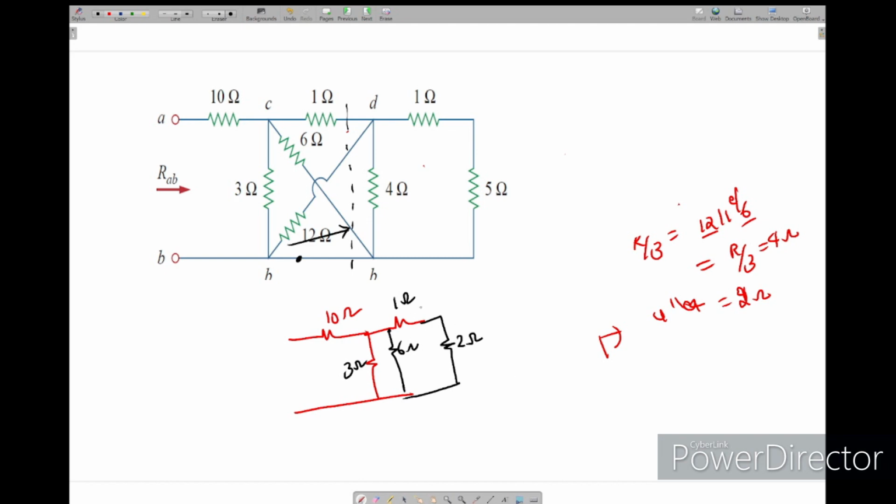Now see, this 2 ohm and 1 ohm in series, the equivalent will be 3 ohms. Now if you see again, this 3 ohm, 6 ohm, 3 ohm are in parallel. First I will take these two. How much will we get? 1.5. So I will take these two, for easy calculations.